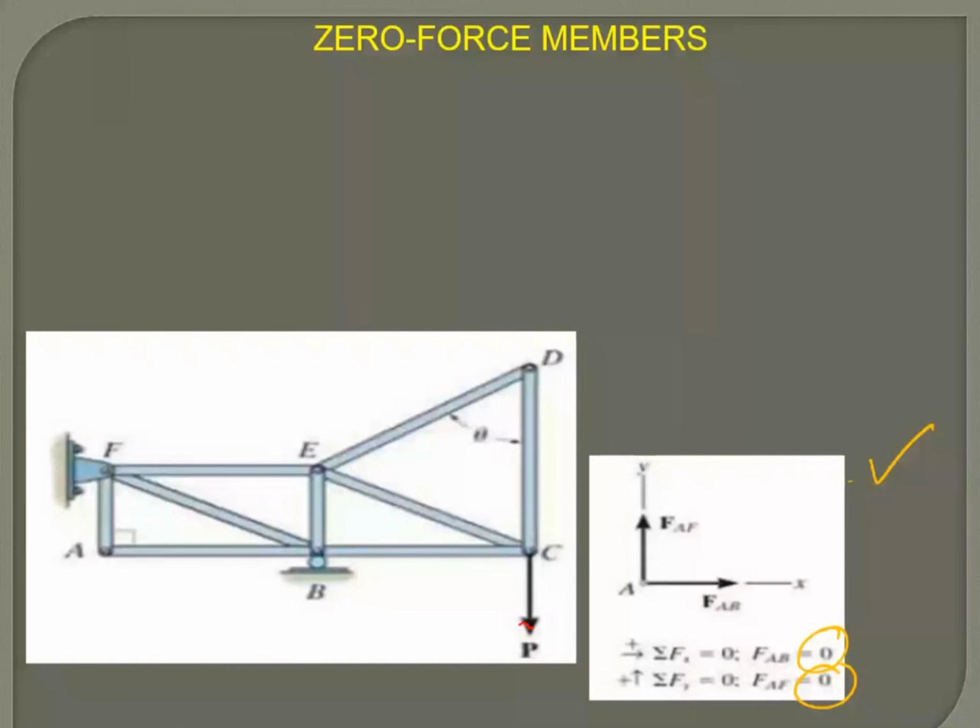Now, let us look at point D. I'm looking at point D, okay? Point D, and I've got a member force here, and I've got another member force here. The direction I'm assuming, I'm drawing the free body diagram of point D. Okay, because there's an angle here, theta.